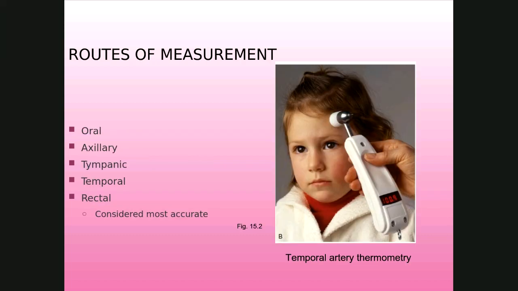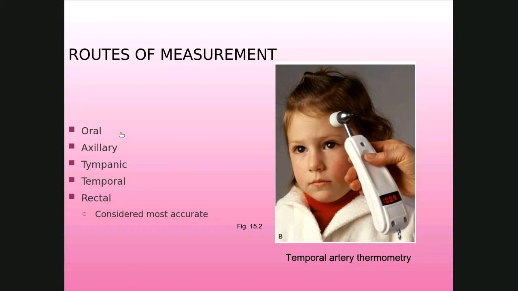The routes of measurement for the body temperature: you could take an oral method, which is in the mouth, axillary, which is in the armpit, tympanic, which means you're using the tympanic membrane, which is in the ear, the temporal artery, which is what they're showing here, where they're swiping the thermometer across the temporal artery, and rectal thermometer. You can take a rectal temp, which actually is the most accurate body temp.